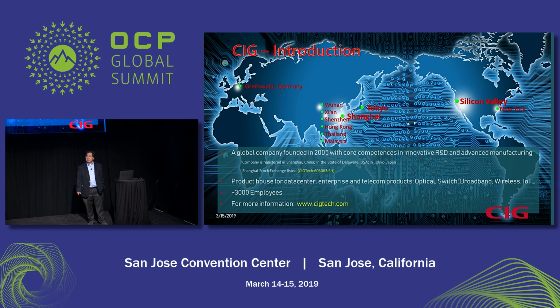Out of these employees, we have about 800 R&D research engineers, and also about 300 software engineers. Their main purpose is to program robots for manufacturing. And we are a product manufacturing house for data center, enterprise, and telecom products, such as optical modules, switches, broadband access, wireless, and IoT products.